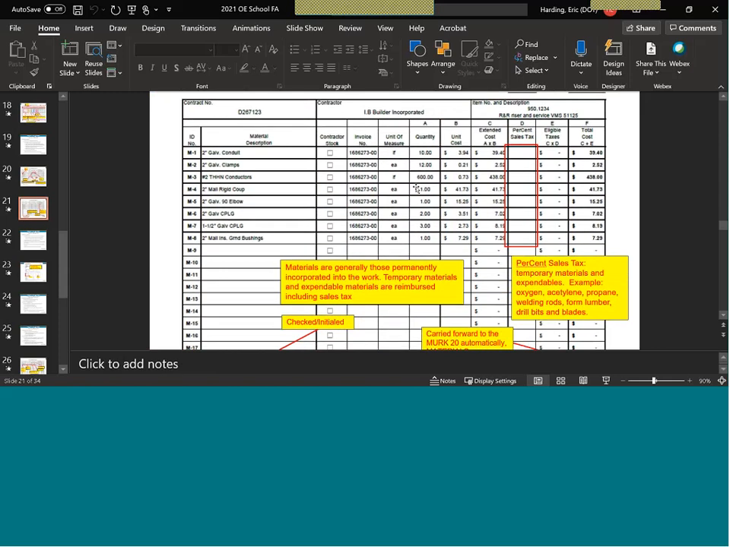And here I broke out sales tax separately. There's no sales tax applied to anything on this particular force account. This is all materials permanently incorporated into the work. The temporary materials and expendables can be reimbursed the appropriate sales tax.